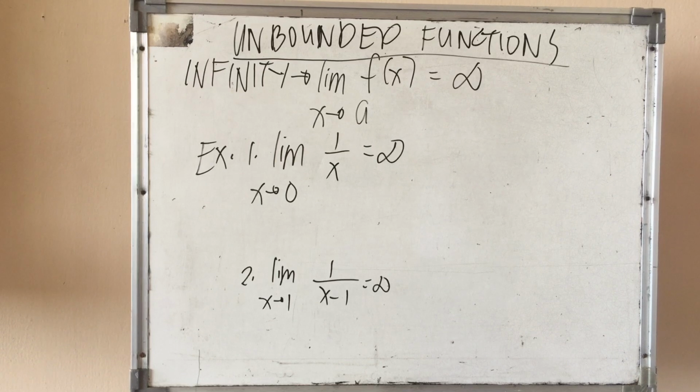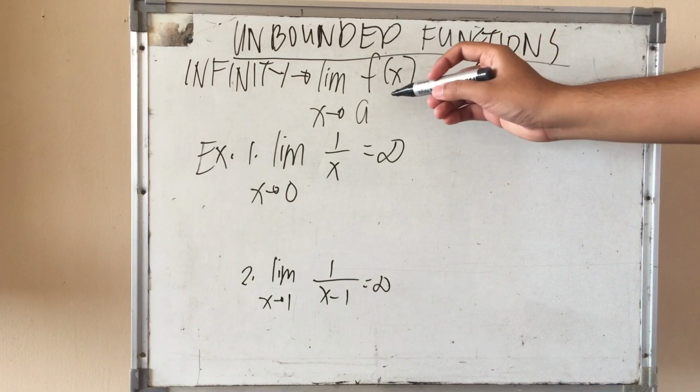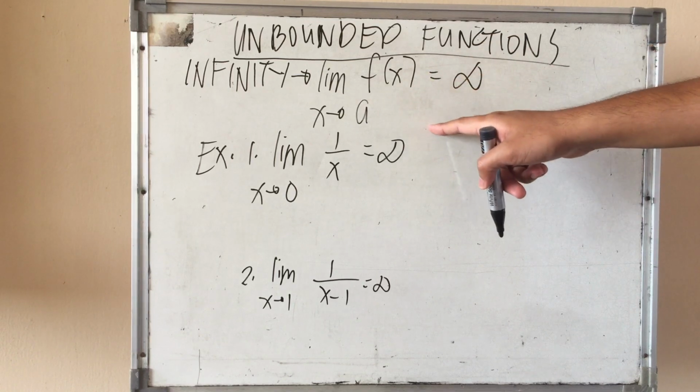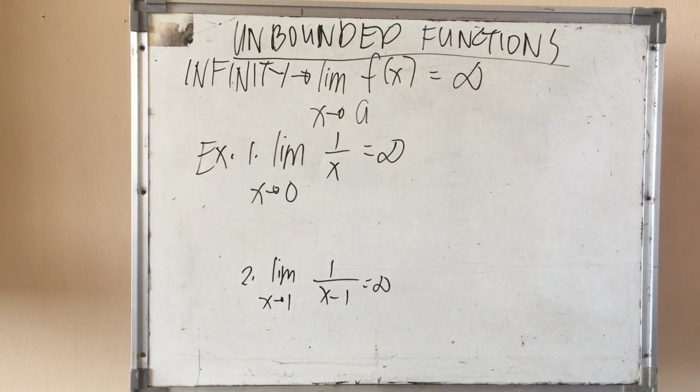Good day, our topic for today is unbounded function. So if we say unbounded function, these are the infinity. Let f of x be a function. If we can make f of x as large as we please by making x close enough but not equal to a real number a, then we describe the situation by writing limit of f of x as x approaches a is equal to infinity.